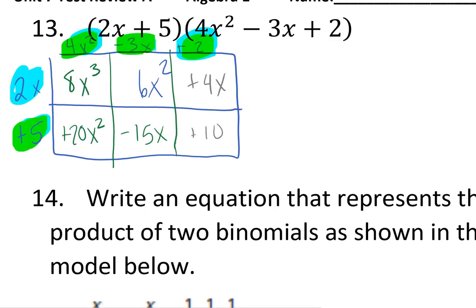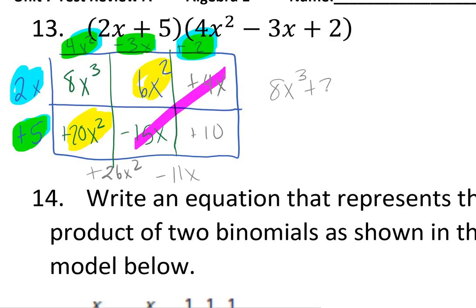So we look, this and this are like terms, so we can combine those. So that's going to combine to 26x squared. And then we have those two, which are like terms, and that's going to combine to negative 11x. So we have 8x cubed as our lead, and then plus 26x squared minus 11x, and then plus 10 as our final answer.